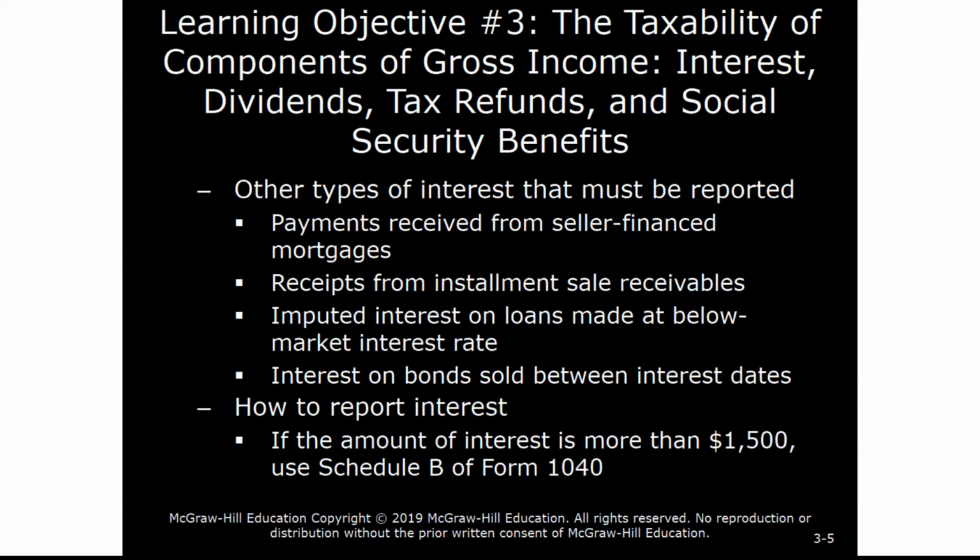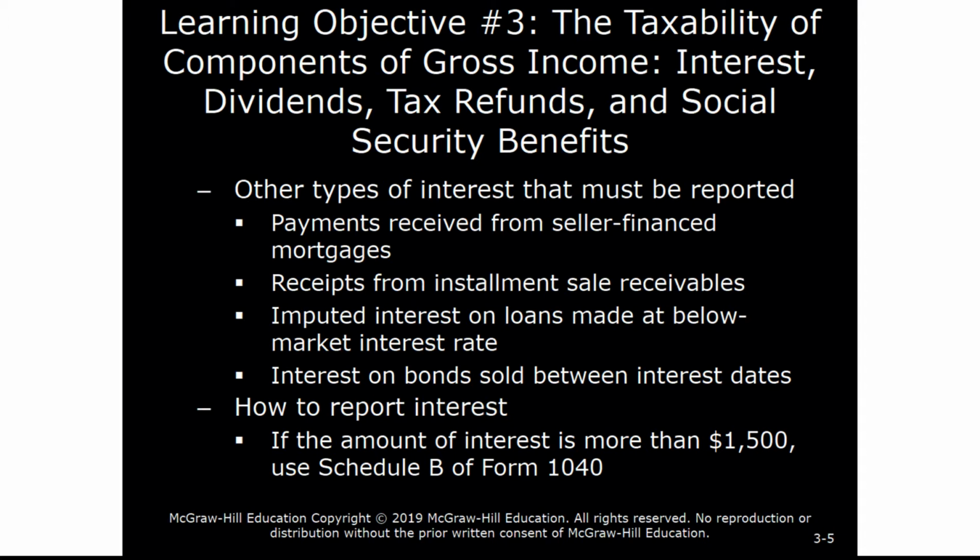What we mean by imputed interest is that if, for example, someone loans money to someone at below what they would pay in an arm's length or unbiased transaction, then the difference between those two means that this favoritism has to be accommodated in the tax code. They did this with the imputed interest rule that says, even though you're charging 2%, the going market rate is 4%, so we're going to impute that as the interest rate, whether you've received it or not. We're going to impute that as taxable income to you. Interest on bonds sold between interest dates is also taxable income.